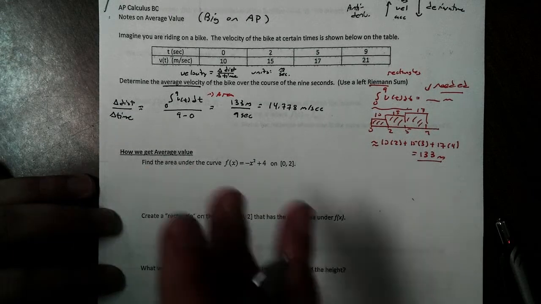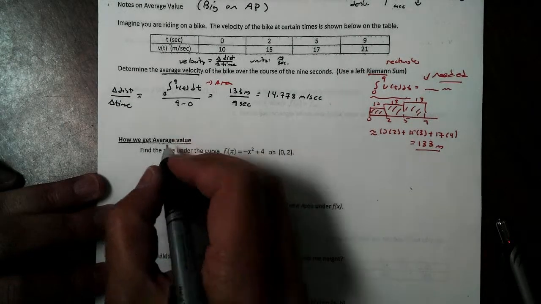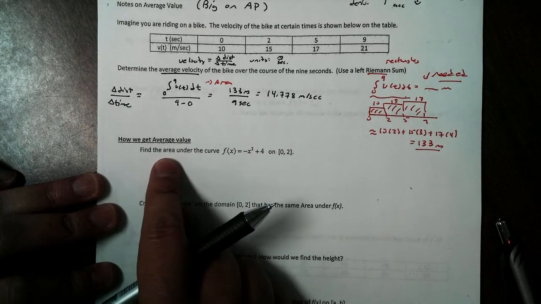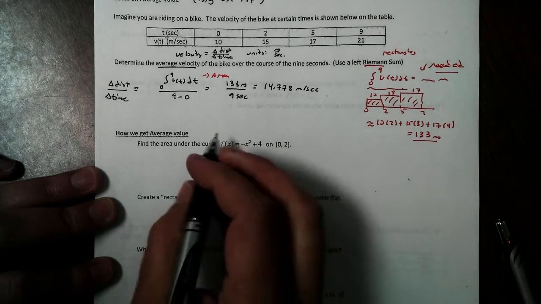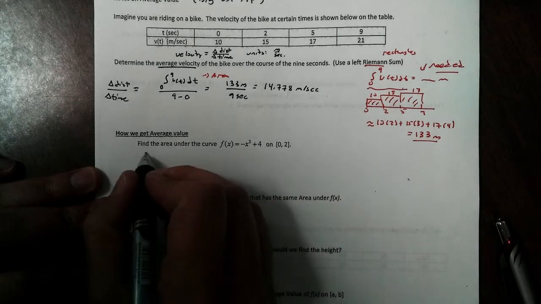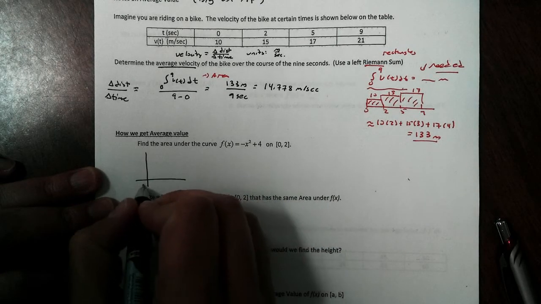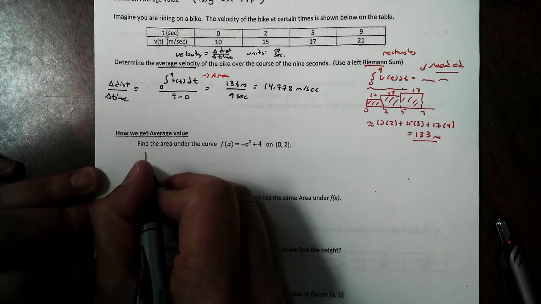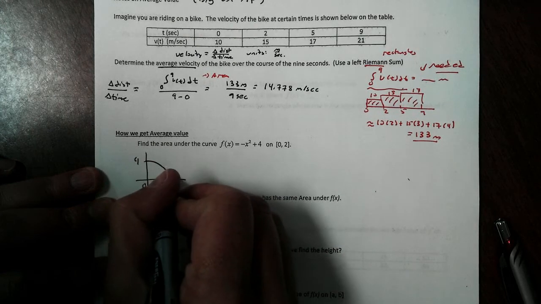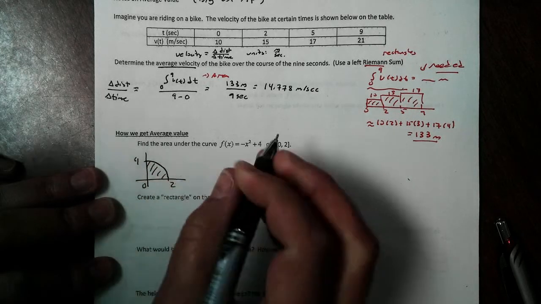So the mathematical way now, it's also easy. The first thing we want to do is find the area under the curve. So if I graph this parabola from 0 to 2, I graph this parabola, negative x squared plus 4, there's 4. I want to find this area.